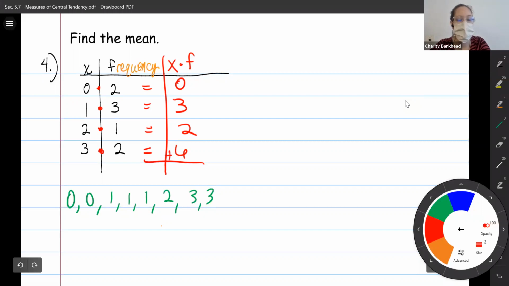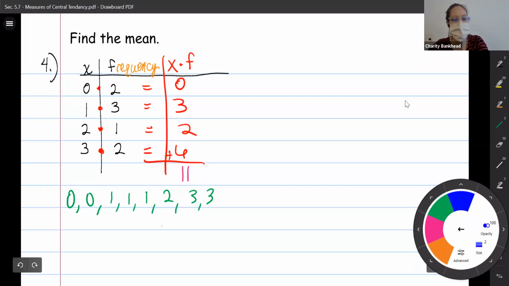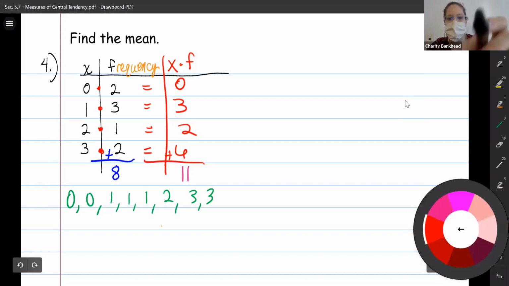All right, so then we're going to add those together. So when we add them together, 3 plus 2 plus 6, it's going to equal 11. And I'm also going to add up my frequency column to know the total amount of numbers in my data set. So 2 plus 3 plus 1 plus 2, so that equals 8. And then finally, to actually answer the mean, I just have to do 11 divided by 8.